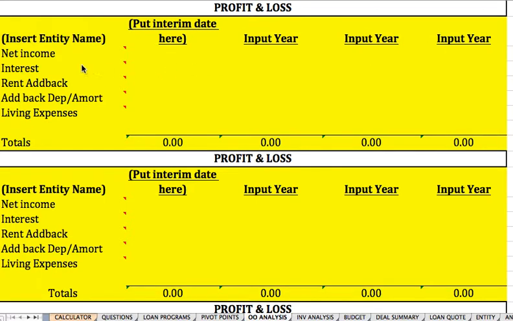The next thing you'll do is put in the interest. There should be a line item on there that says interest or interest expense or mortgage interest expense, something that has to do with those items. You will put that in this field here.